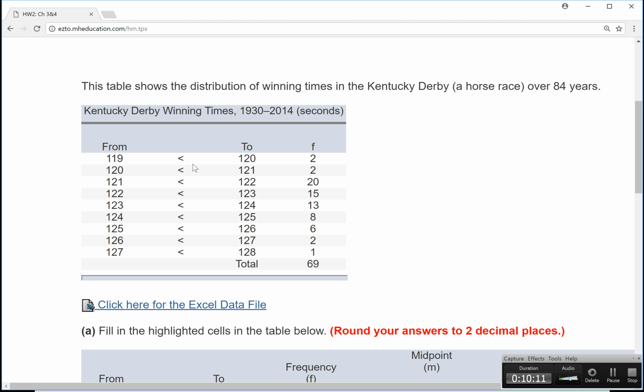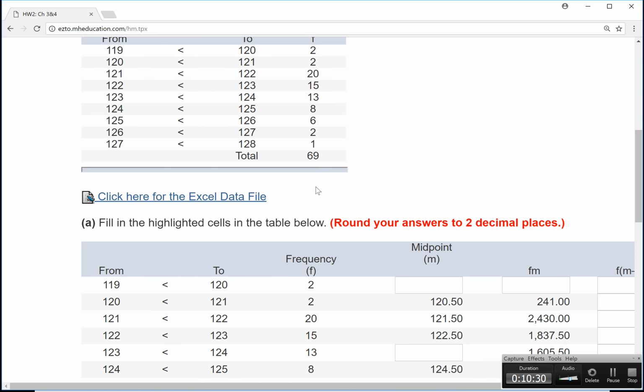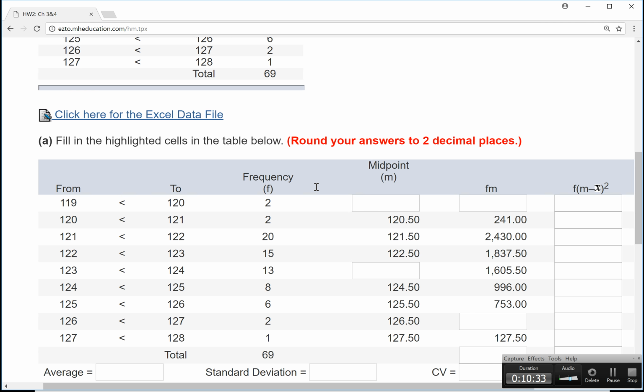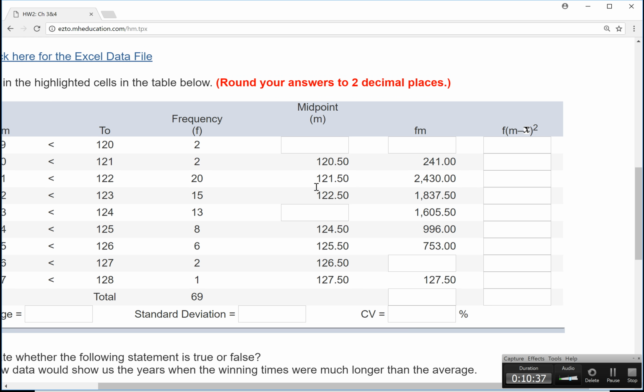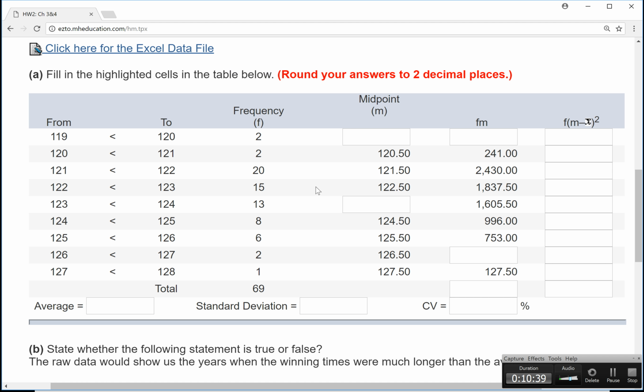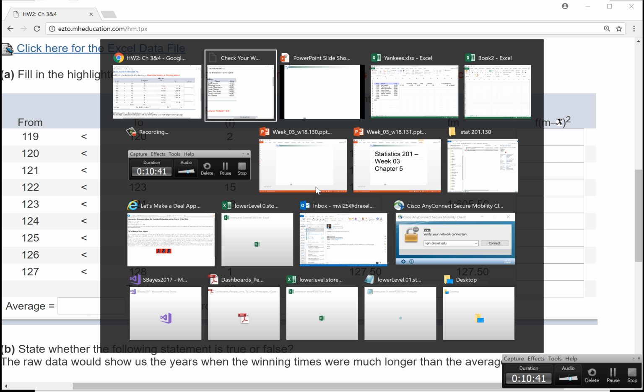then instead of giving the actual data points, they gave a frequency distribution. So between 119 and 120, that's happened twice. Between 120 and 121, that's happened twice. Between 121 and 122, it's happened 20 times, and so forth. Okay, and now they want us to come in here and fill in this chart so that we can get an estimate for the mean and the standard deviation.